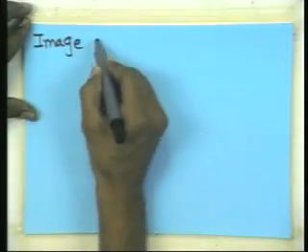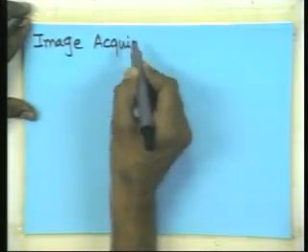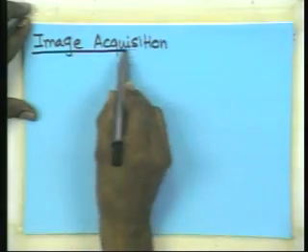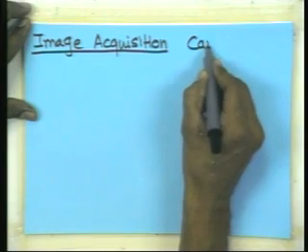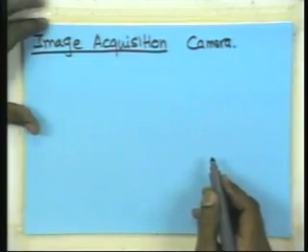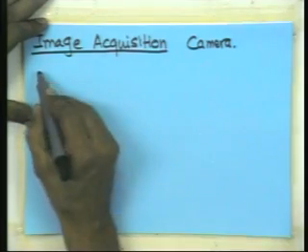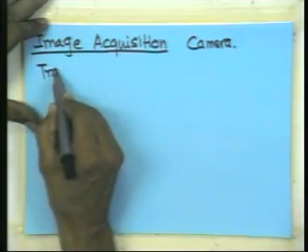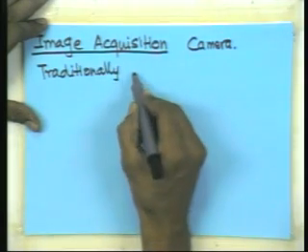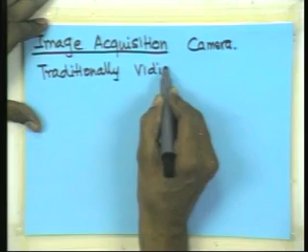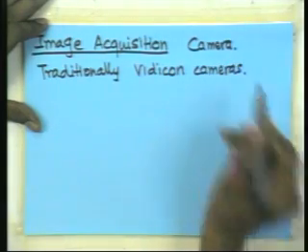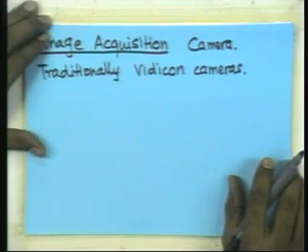Image acquisition, and for acquisition what do we use? We use a camera. So it will be a video camera. Traditionally we have used a technology called Vidicon. Okay, let us look at how a Vidicon camera works.